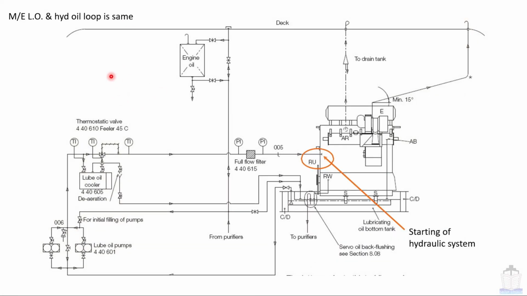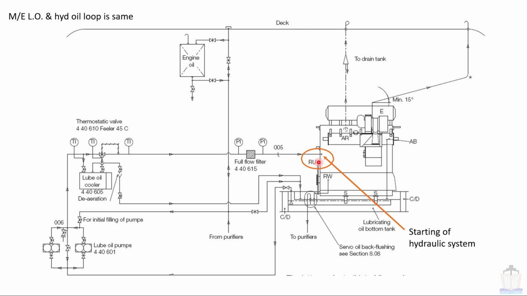Now this picture depicts that the main engine lube oil and hydraulic oil loop is the same. This is the main sump. The oil is coming to these pumps. After that it is going to the cooler, and from the cooler it is going to the full flow filter. And this is the place where the bifurcation of hydraulic oil is taken. That means the branch is taken from this point. So here is written the starting of the hydraulic system. This is represented with RU.